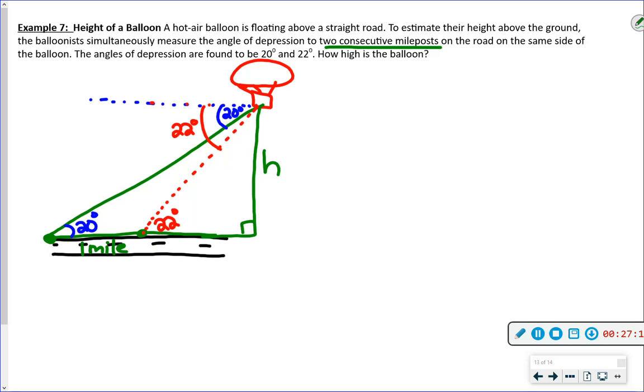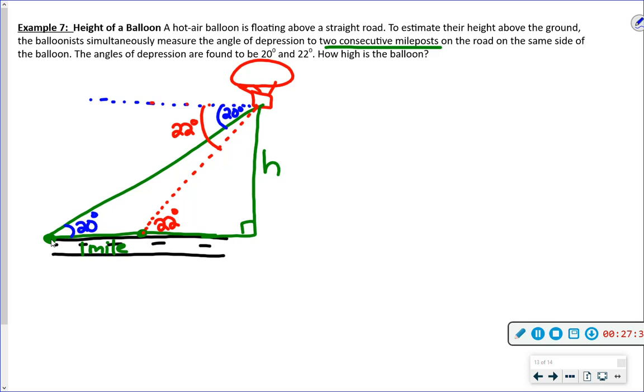Not drawn to scale, right? Okay, so I'm thinking about tangent. We've got our two angles, the blue and the red. So I'm really going to end up writing two equations, one with the blue angle, one with my red angle. I'm going to start with blue.